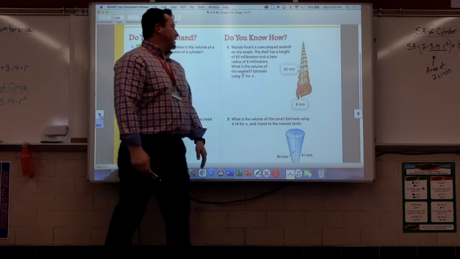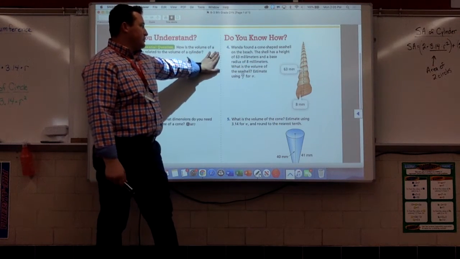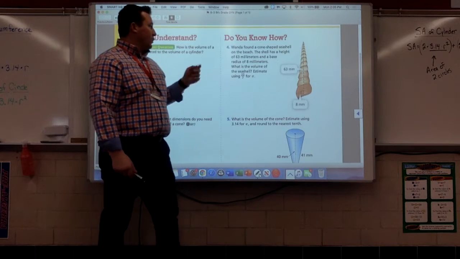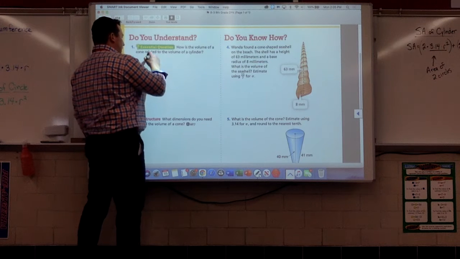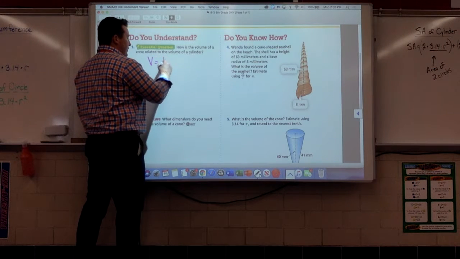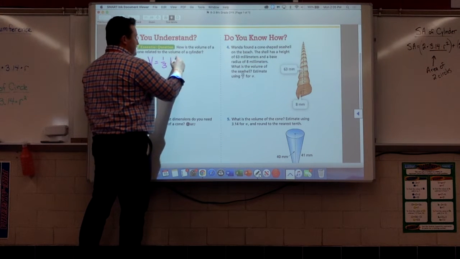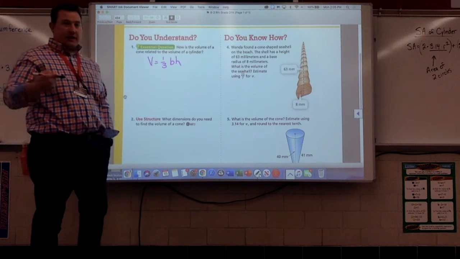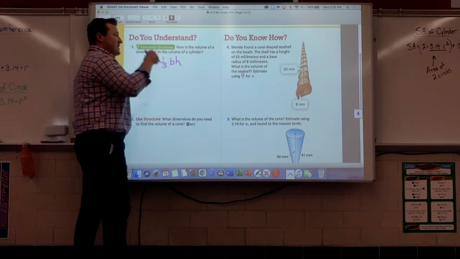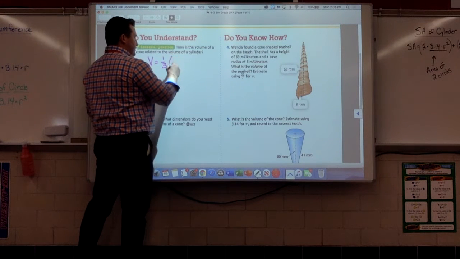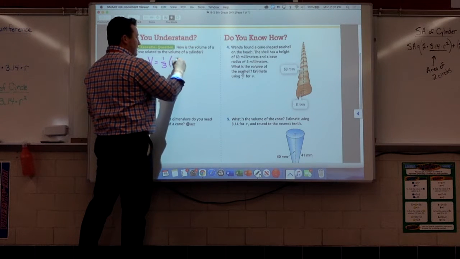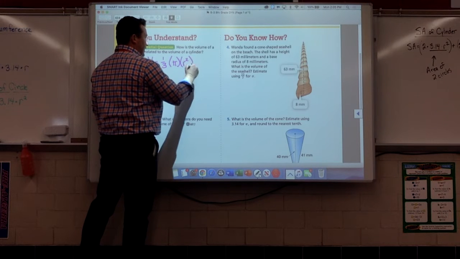Wanda found a cone-shaped seashell on the beach with those dimensions. What is the volume? Okay, so if we're going to use a formula, write it out. Volume equals 1/3. The book says base times height, right? That's fine. The base it's referring to is the area of the base, so that's pi times the radius squared.